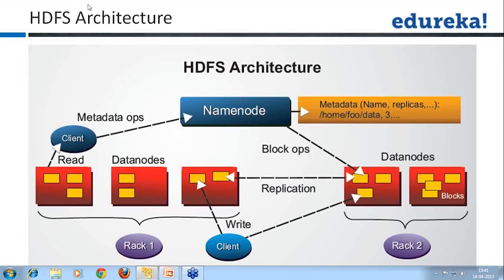Now I'll just explain this diagram once again. So we have a client which interacts with a name node. It also interacts with the data nodes, okay. The client does a read and write. There's something called metadata here. So can anyone tell me what is the metadata? Quickly, can someone tell me what is the metadata?